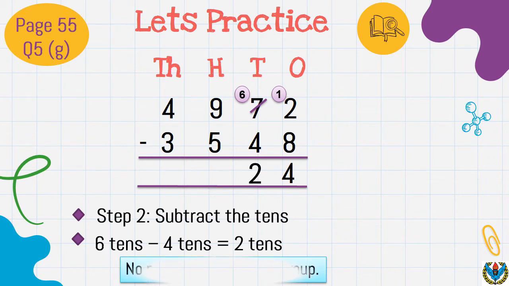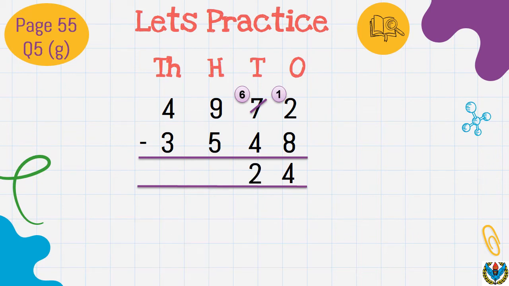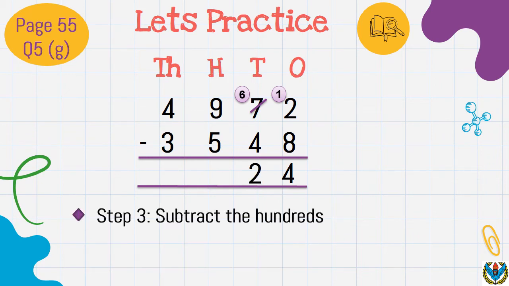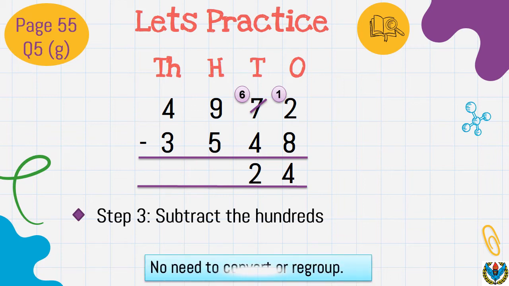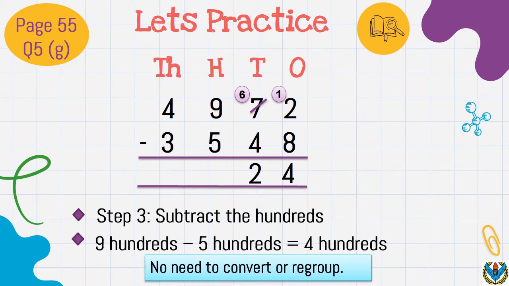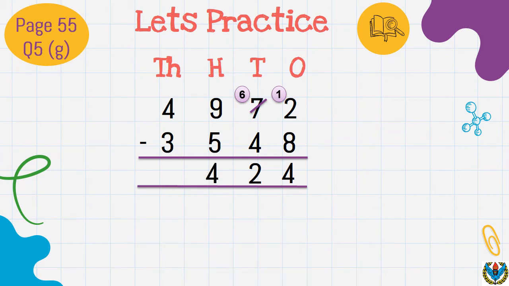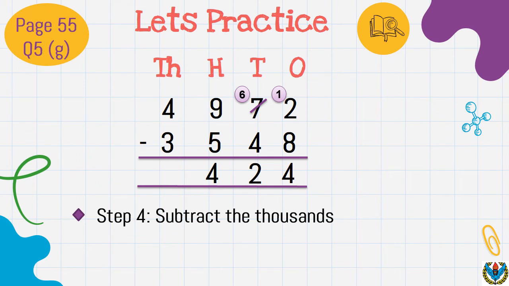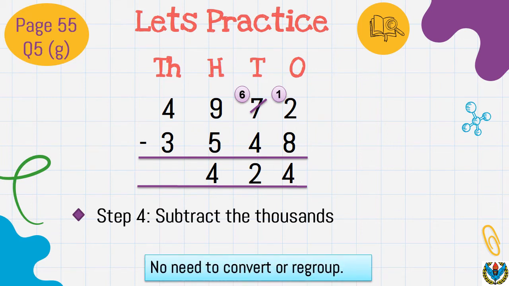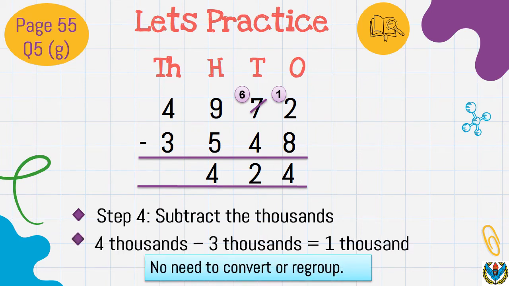And there is no need to convert or regroup. For the third step, we have to subtract the hundreds, and once again we do not need to convert or regroup this column as well. We can subtract 9 hundreds minus 5 hundreds, which will give us 4 hundreds. For the last step in this example, we subtract the thousands, and once again you have no need to convert the thousands column. 4 thousands minus 3 thousands gives us 1000.